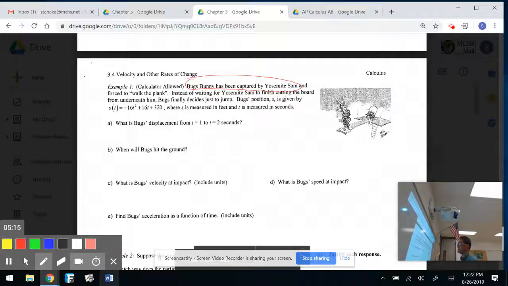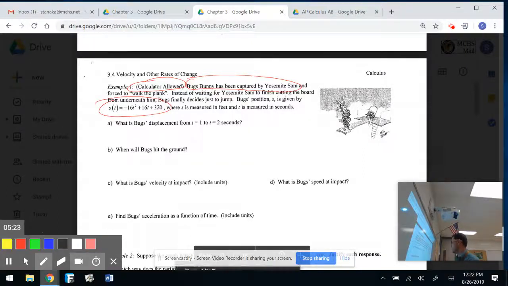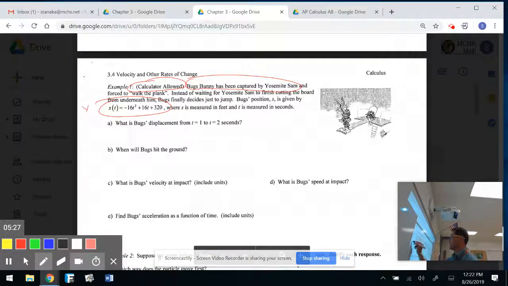Okay, and it says you can use a calculator in AP Calc. Whenever it says you can use a calculator, go ahead and use that calculator. Now, how do we start using our calculators in AP Calc? One, whenever they give you an equation, go ahead and plug that in Y1.